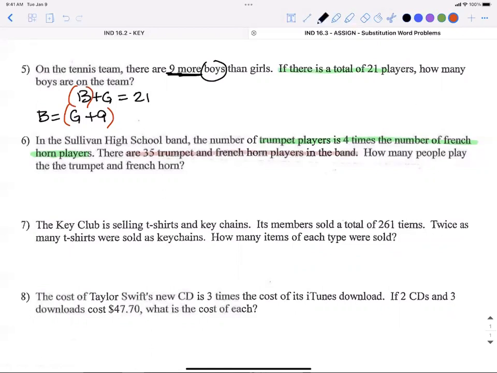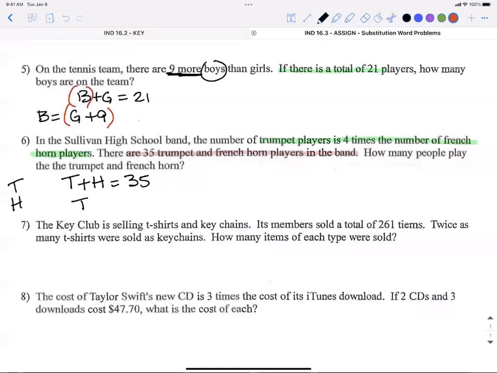So the easy one to set up is that trumpet plus horn equals 35, because I know that there are 35 total players in the band. Okay. Now I know that the trumpet players is 4 times the number of French horn players. So there's more trumpet players, because there's 4 times as many of those.